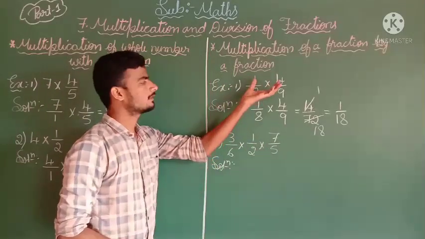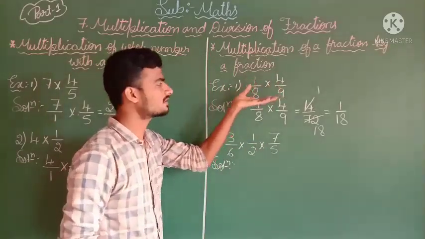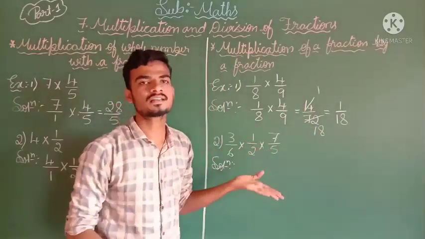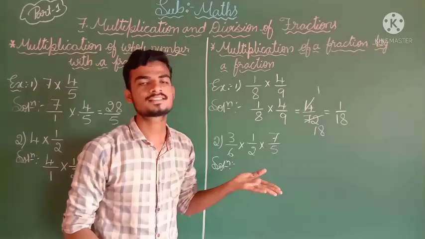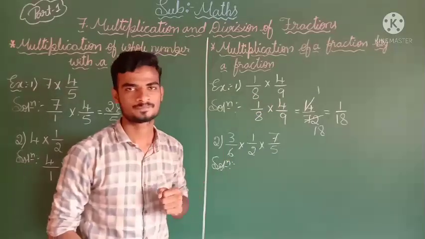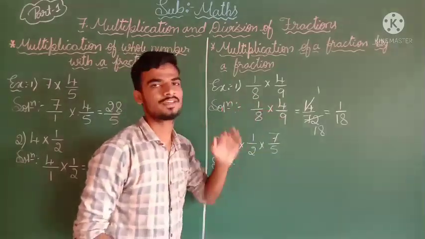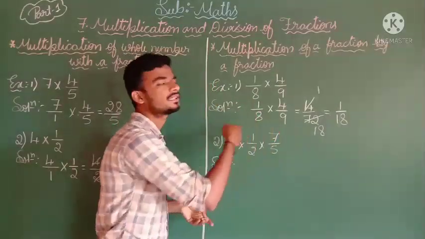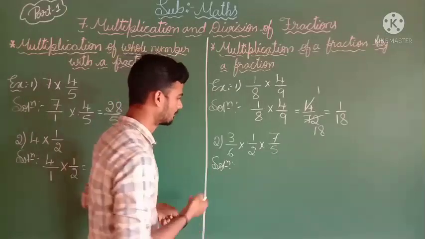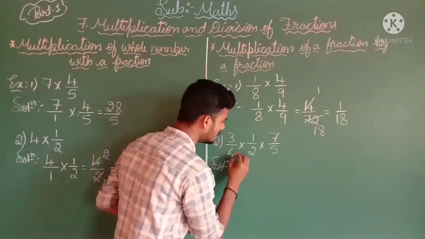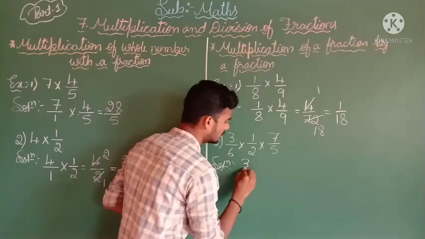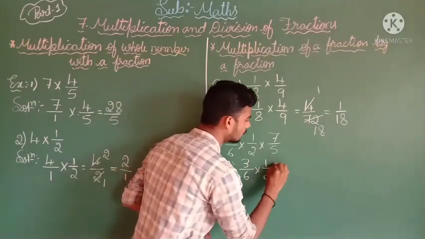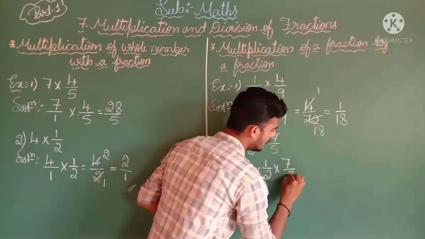Now you know that if two fractional numbers are given, you can multiply very easily. If three numbers are given, how to multiply? We follow the same way as here. There is no change. We multiply all the three numbers, that's it. First write down the numbers given in the question: 3 by 6 into 1 by 2 into 7 by 5.